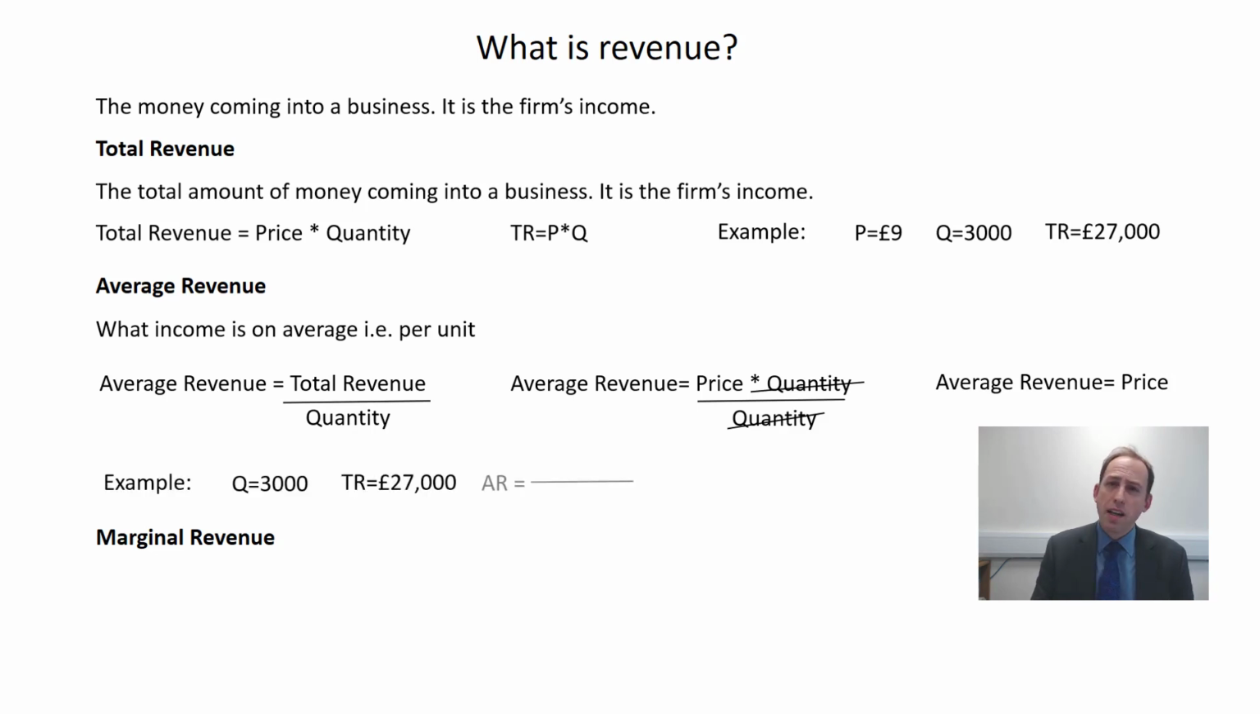And here's our example again. So our quantity is 3,000, our total revenue is £27,000. So we divide £27,000 by the quantity, 3,000, and we work out that our price is £9, as we expected.